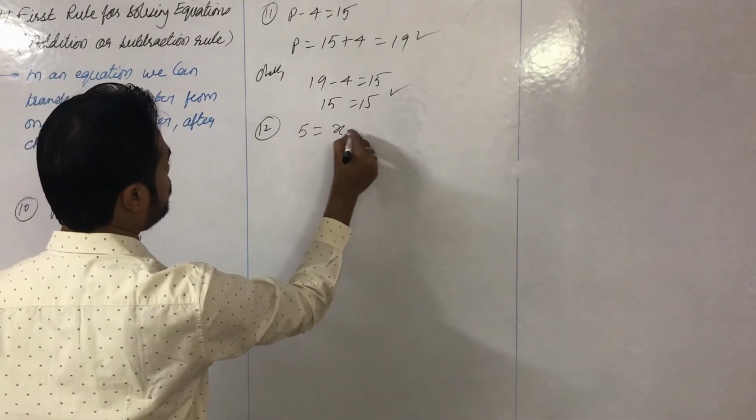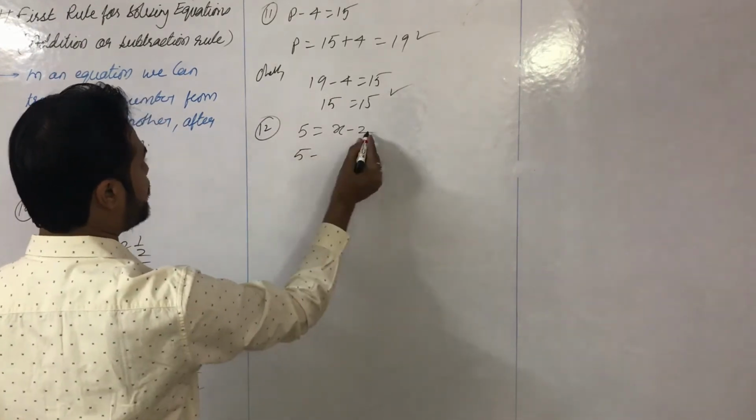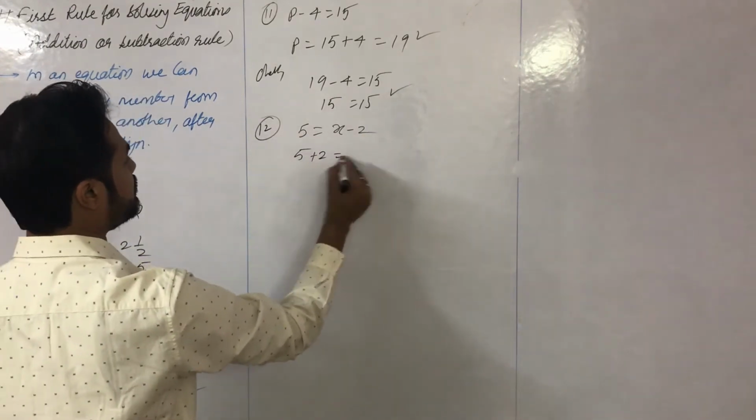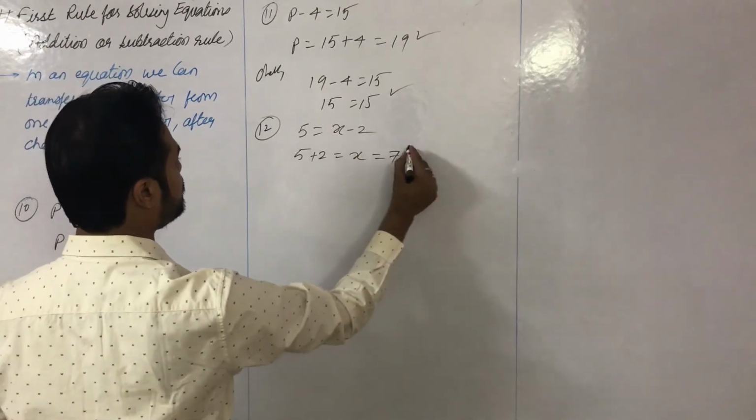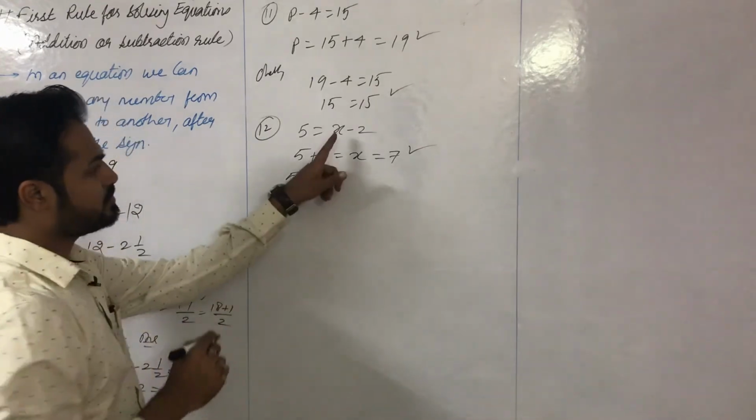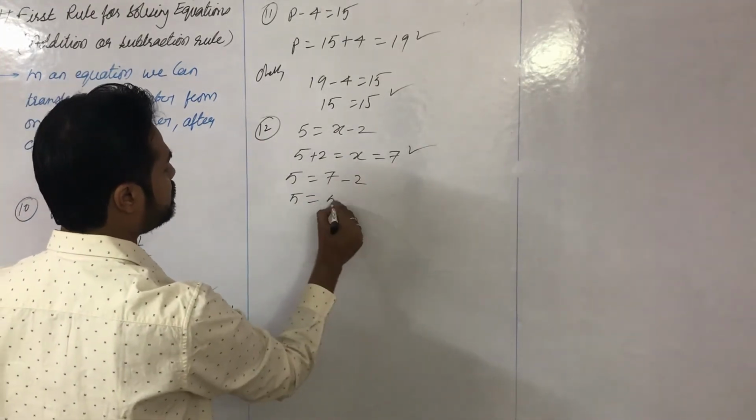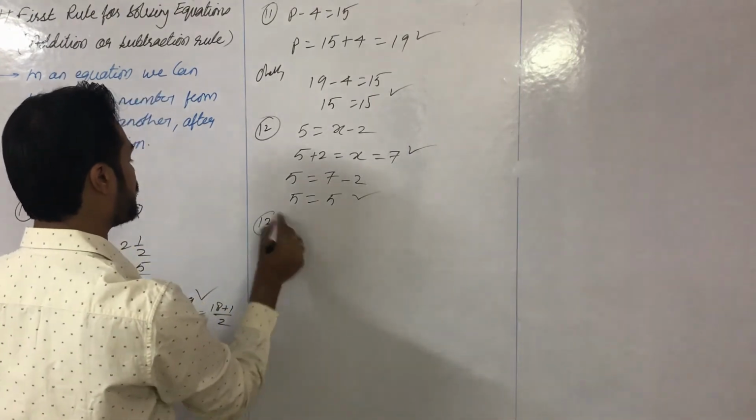5 equals x minus 2. So for finding the value of x, minus 2 will change the place, plus 2, x. So 5 plus 2 is 7. 7 is the answer. Again for check, 5 equals, put the value of x, 7 minus 2. 5 equals 5. Yes, it's correct.